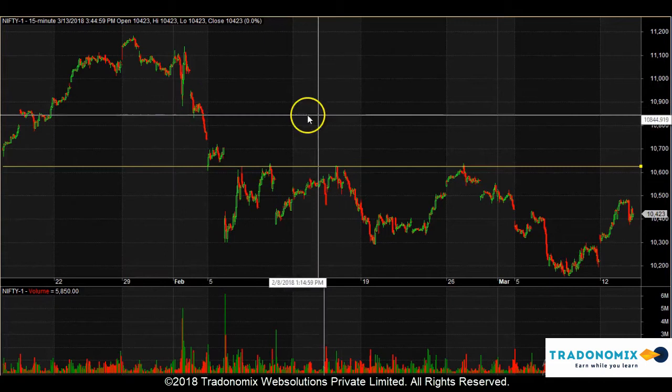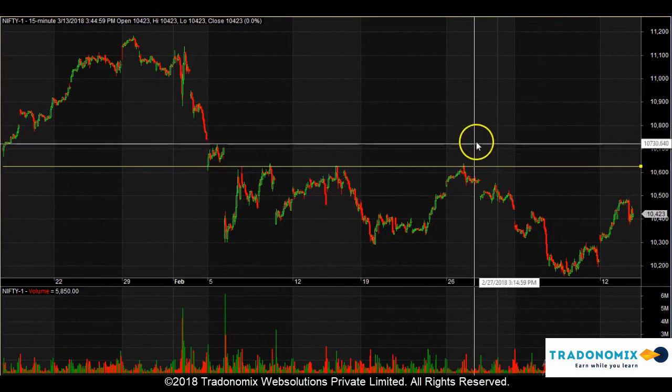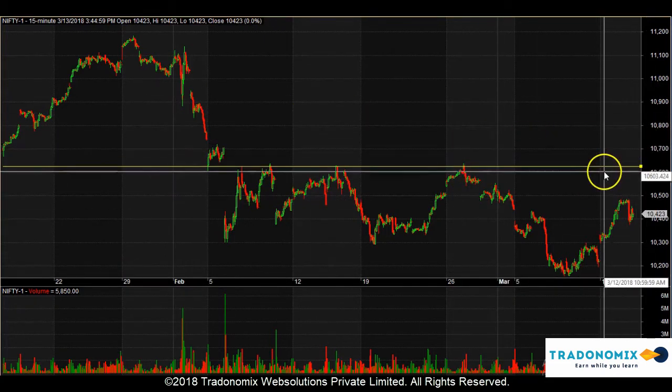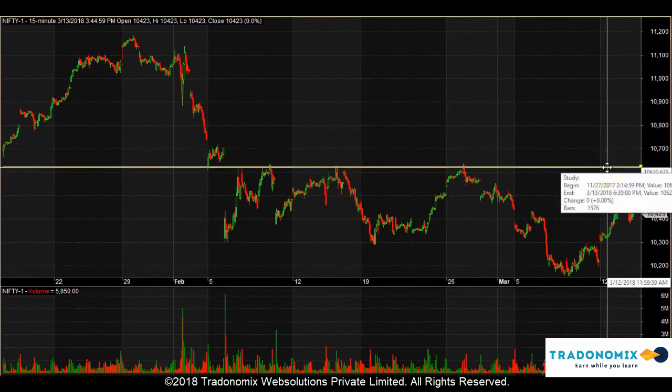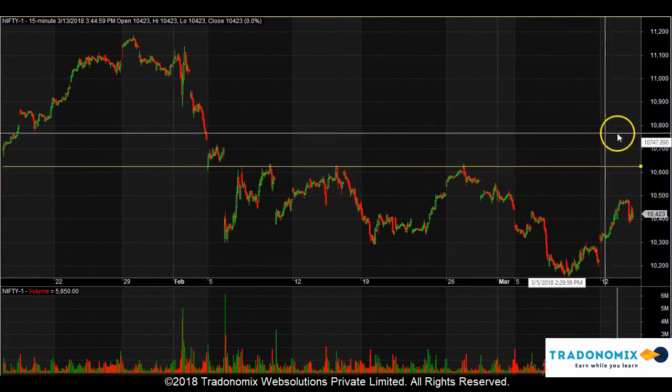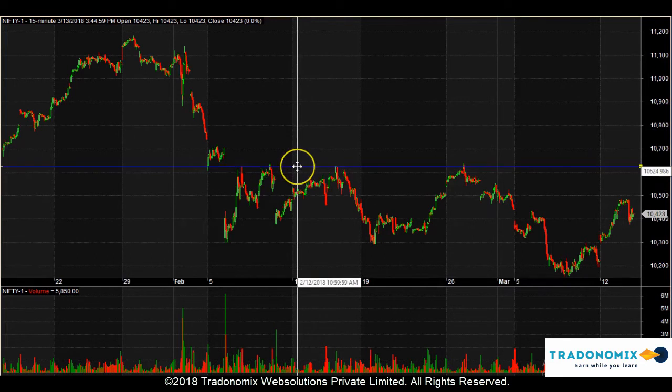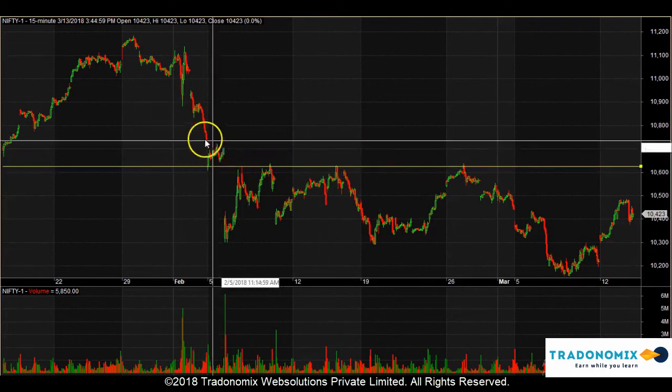This is the macro picture of Nifty. So once you have the larger picture of a chart, it's best to identify the support and resistance levels of the market based on the historic data. So you have what we can say currently now for us is a resistance level.